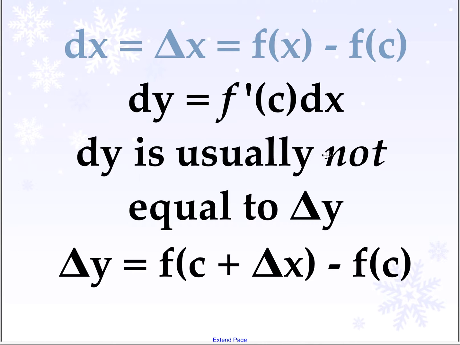And dy is usually not equal to your delta y. So remember, dy is the approximate change in y using the tangent line. Delta y is the actual change in y, and you can find it a couple different ways. So here's f of c plus your delta x, minus f of c. So if you know your change in x, you can add that to your c and then subtract f of c. Same thing as f of x minus f of c if you have those two different points.